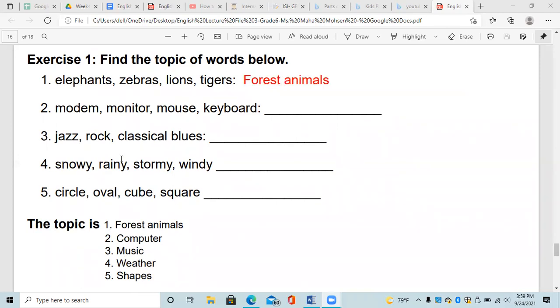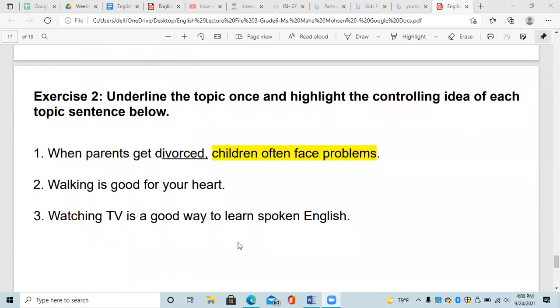I want you, if you are an online student, to pause this video and think of the rest. And now I will be continuing and giving you the answers. Number two, modem, monitor, mouse, keyboard. You can know that these are all part of a computer. So the topic is computer. Jazz, rock, classical, blues. These are all keywords related to music. Snowy, rainy, stormy, windy. These are all descriptions of the weather. So the topic is the weather. Circle, oval, cube, square. These are all under the topic shapes. So I hope it's clear by now.